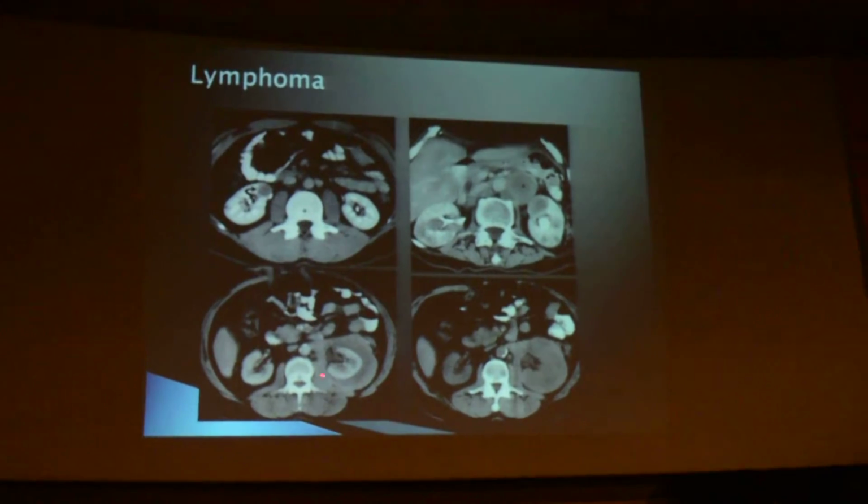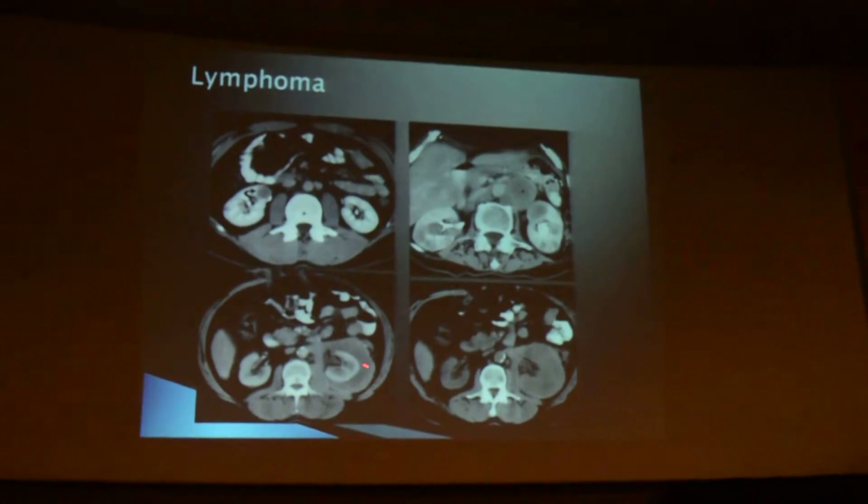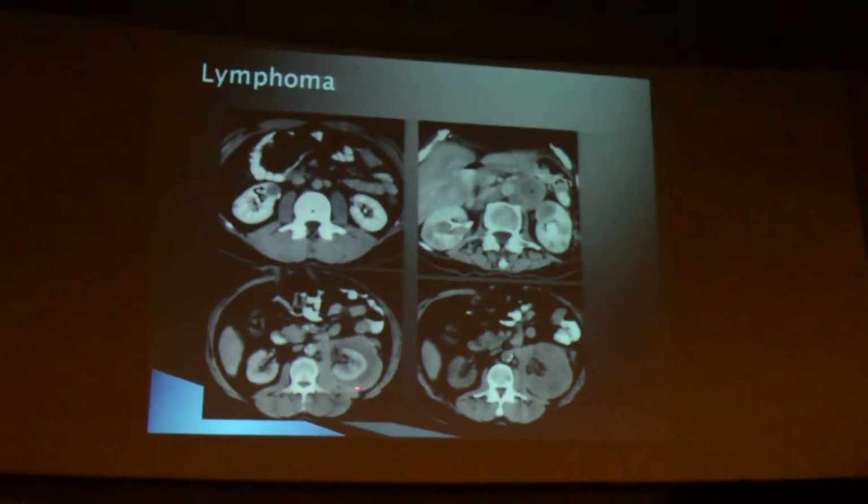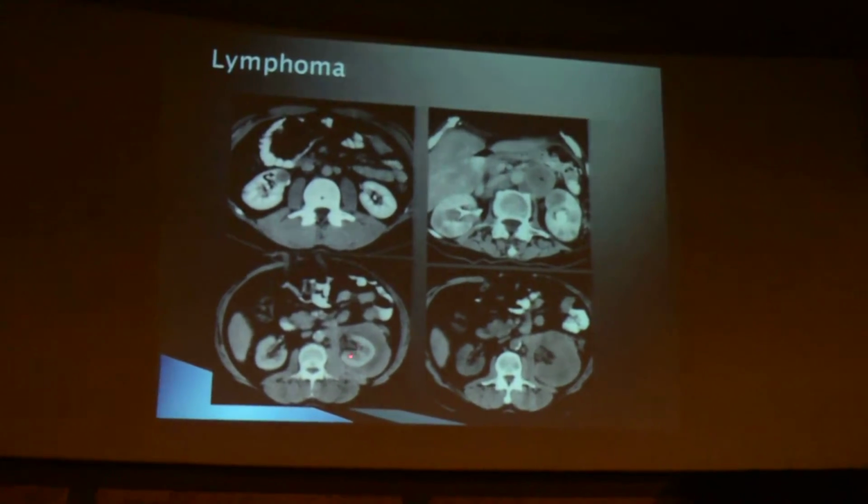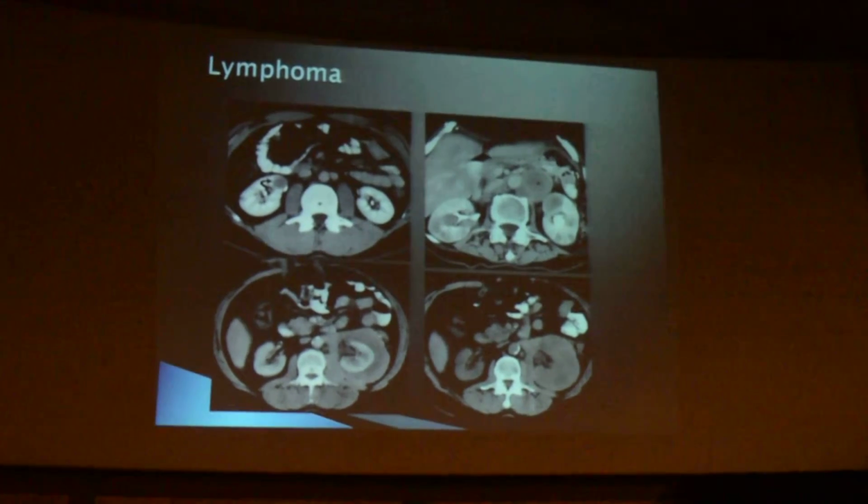systemic lymphoma. Now this is a mass surrounding the kidney. This is another lymphoma surrounding the kidney. This is another pattern of lymphoma. This is the plain and the contrast.